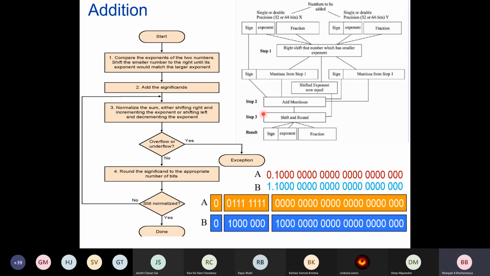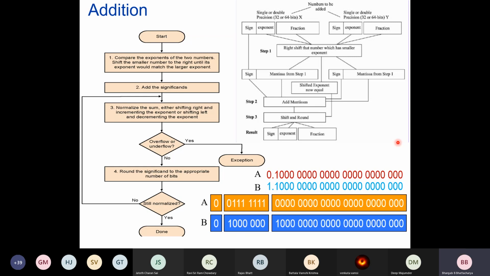So that leads you to some kind of hardware architecture like this. Here you see the sign, exponent and fraction, sign, exponent and fraction. These are the two inputs, and I need hardware so that we compare these exponents and take appropriate shifting action. After the shift has been done, the exponents become equal. Then you add the mantissas. And then you need to shift and round in order to achieve normalization. Finally, you need to decide the sign by the method we discussed just now.